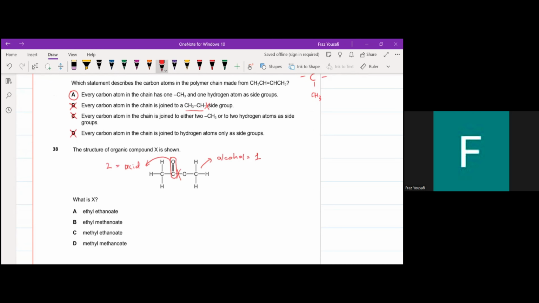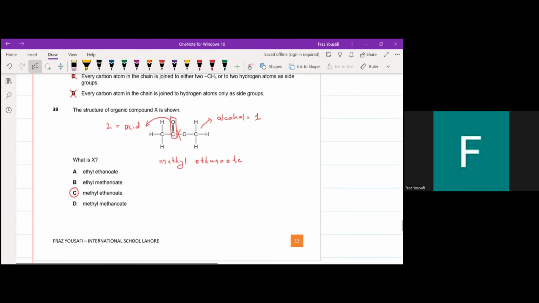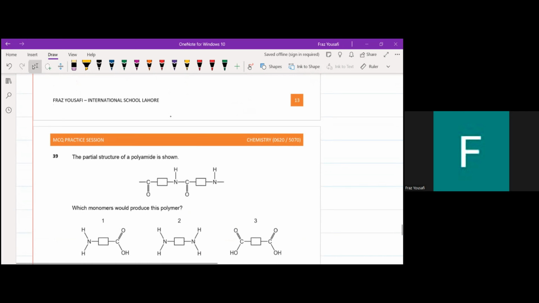So if the acid end has two carbons and the alcohol end has one carbon, you can deduce the name by, again, attaching the prefixes of the alcohol and the acid accordingly. The first part of the name always comes from the prefix of the alcohol, so that's methyl. The second part comes from the prefix of the carboxylic acid, which is ethanoate. So the compound would become methyl ethanoate, or C would be your answer. 38 is C.